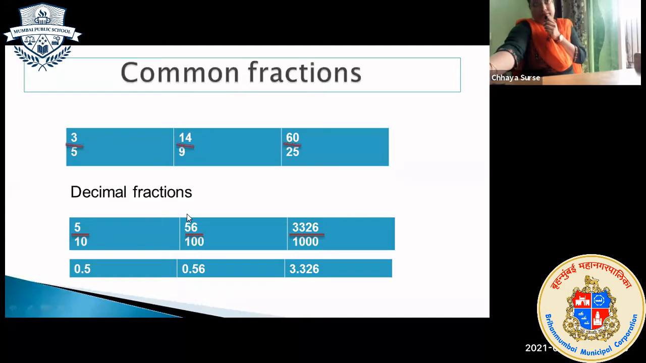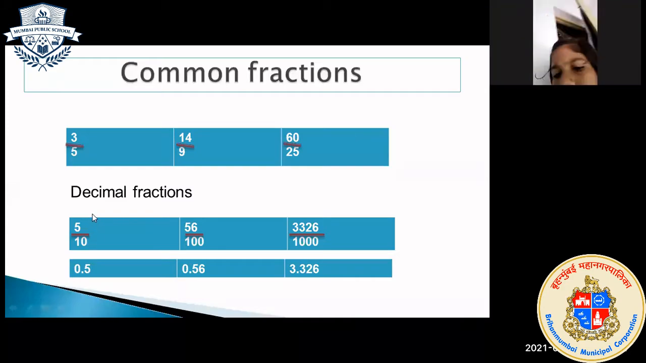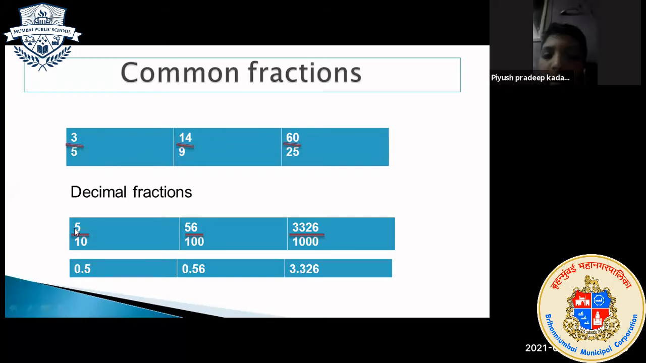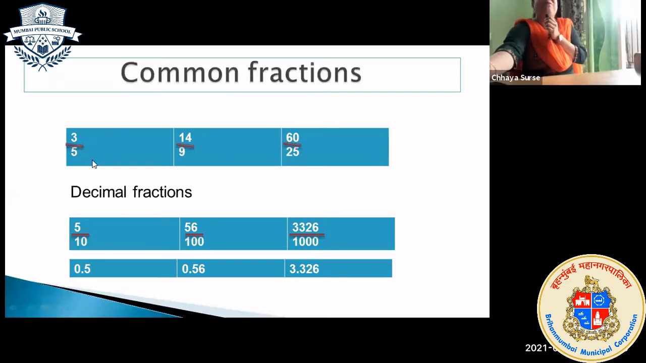Can you see the difference between common fractions and decimal fractions? What is the difference here in both the fractions? Anyone? What is the difference? Common fraction is small, decimal fraction is big. Okay, small, big, no. So see the denominator.